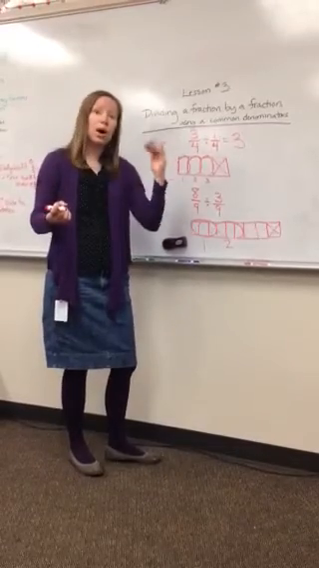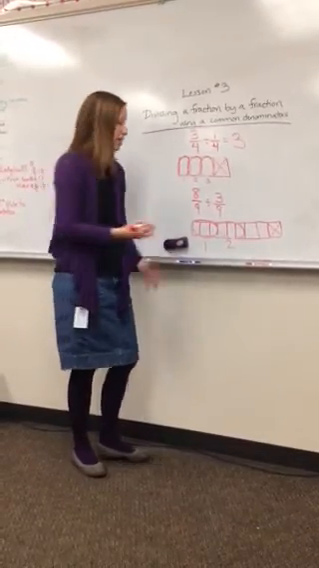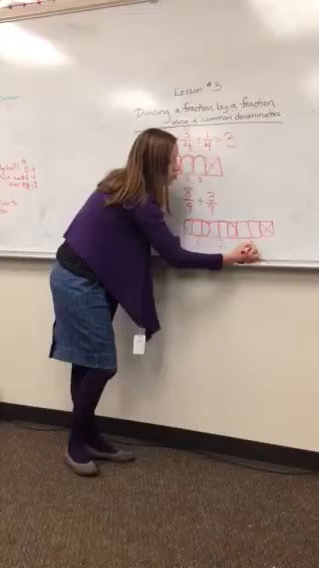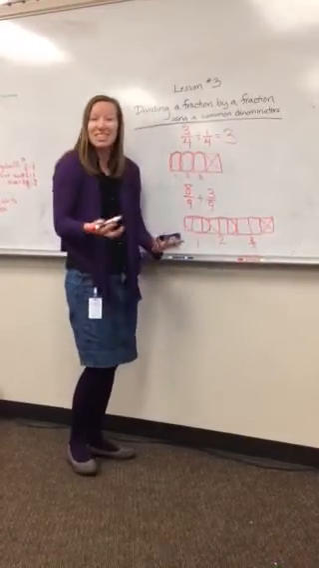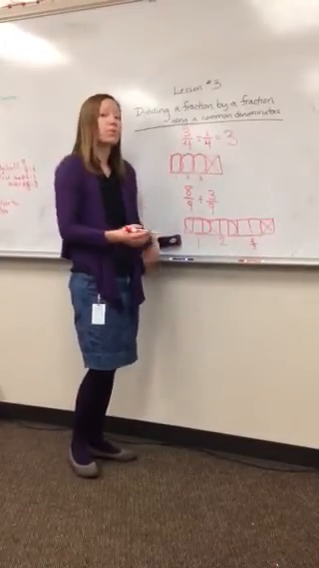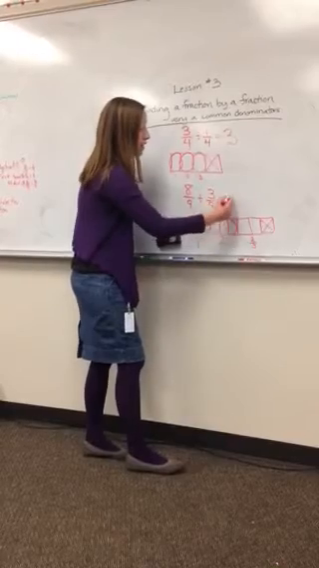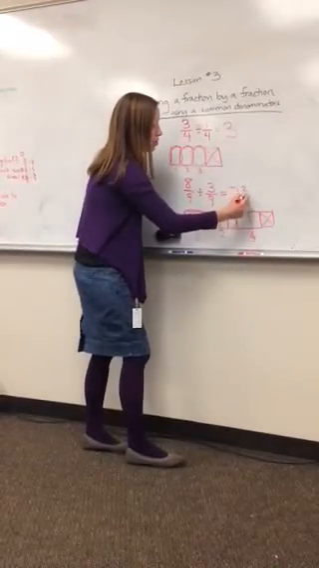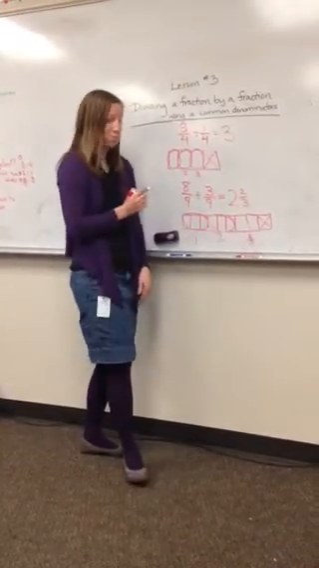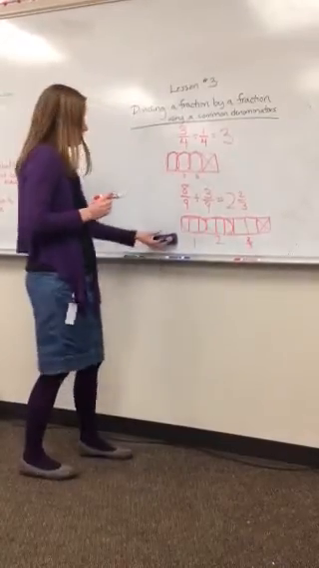Since we only have 2 of the 3 that we need, we can write 2/3. We can't circle it because it's not enough, but we have 2 of the 3 that we needed. So our final answer here is 2 and 2/3. Let's try one more problem.